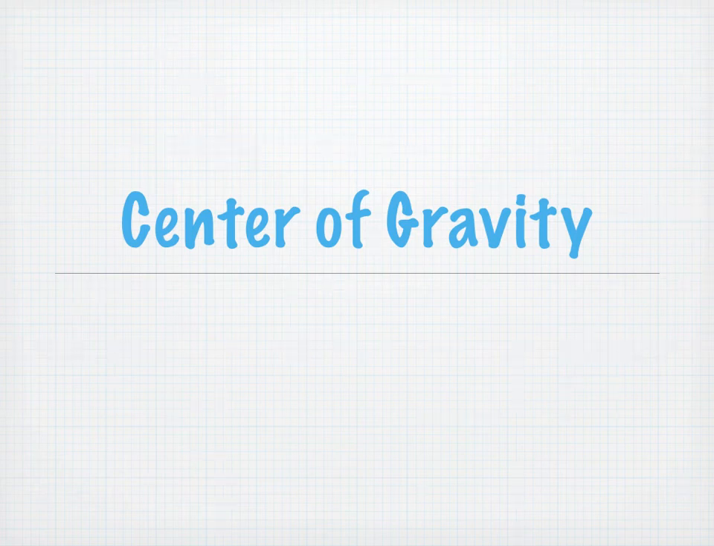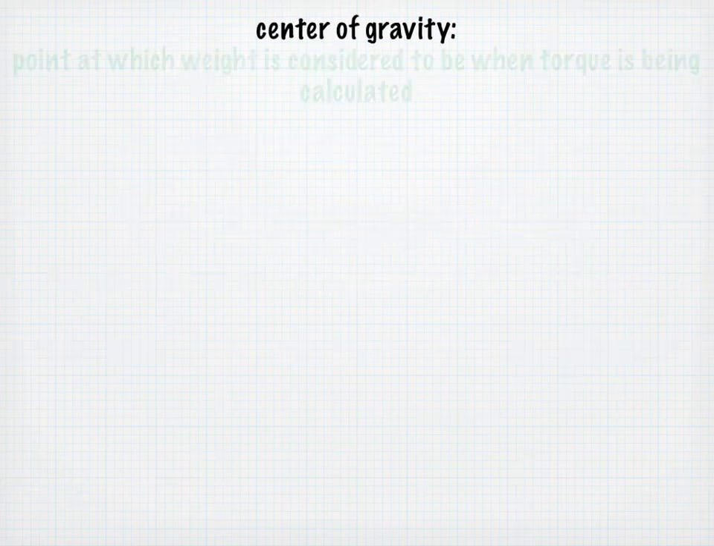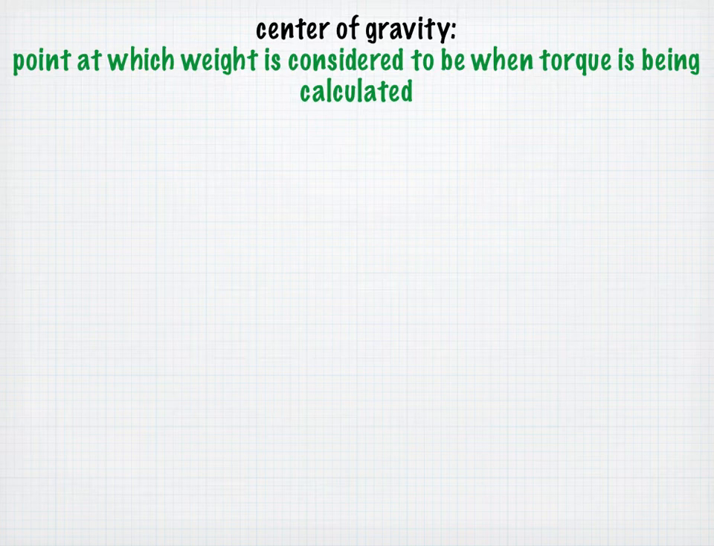Center of gravity. The center of gravity of a rigid body is the point at which its weight can be considered to be acting when the torque due to the weight is being calculated. So, when you're calculating the torque on an object based on the object's weight, you can treat the weight of the object as if it's all at one point, the center of gravity.